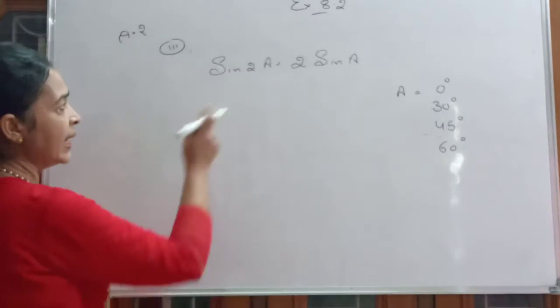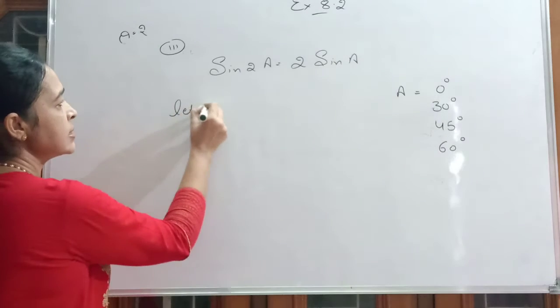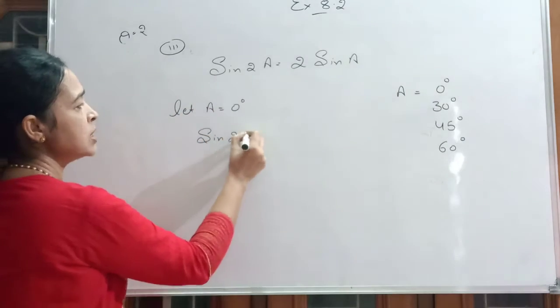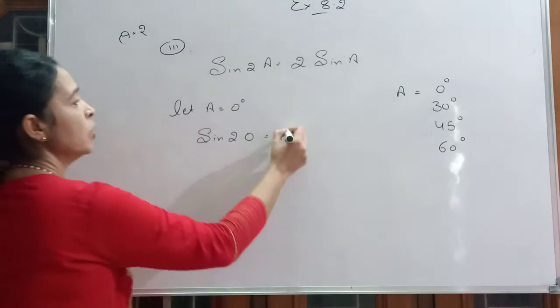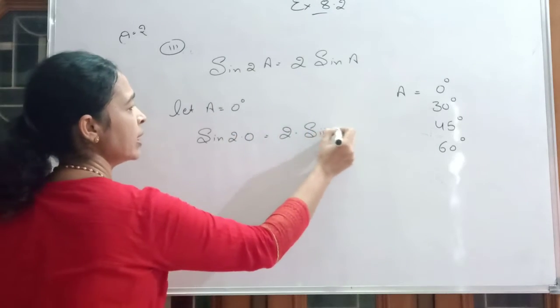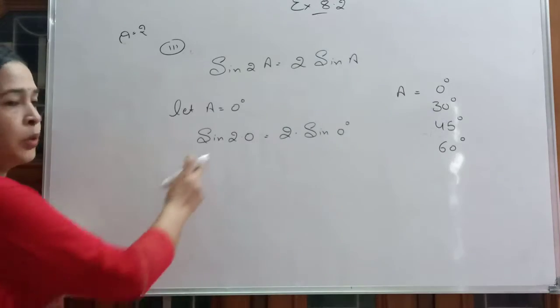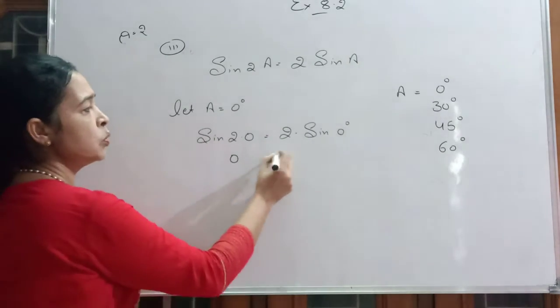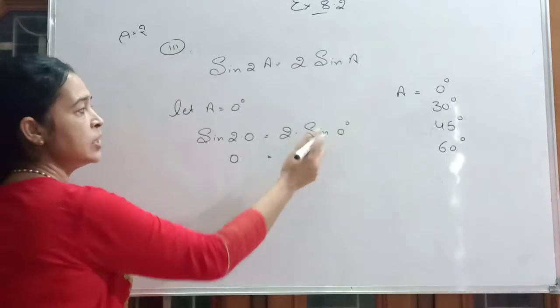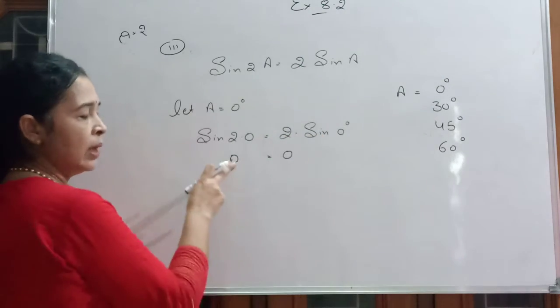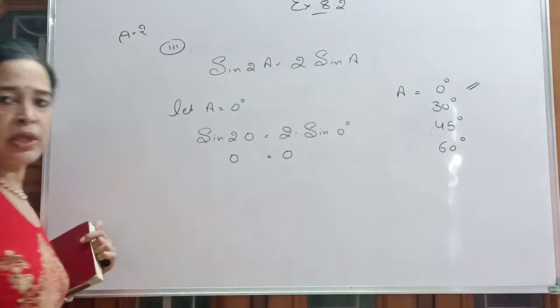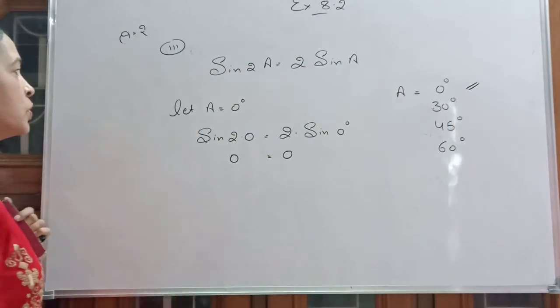Sin 2A, let A is 0 degree, then sin 2 into 0 equals to 2 into sin 0 degree. 2 into 0 is 0. What is the value of sin 0? 0 equals to 2 into sin 0. What is the value of sin 0? 0. 0 equals to 0. Left hand side equals to right hand side. Therefore, A equals to 0 degree is correct. Let's check other options also.